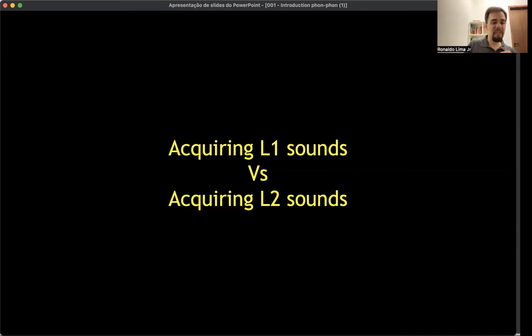So here is the difficulty in acquiring the sounds of a second language. When you learn your second language, you need to either expand your categories, right? So if you're coming from Portuguese to English, where you had 7 vowels, you need to create new categories. Or if you're coming from a language with more categories, you're going to have to put more than one category in the larger one, okay?